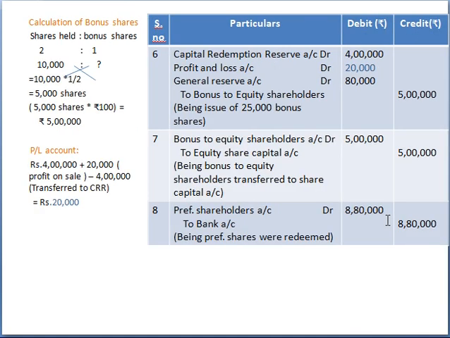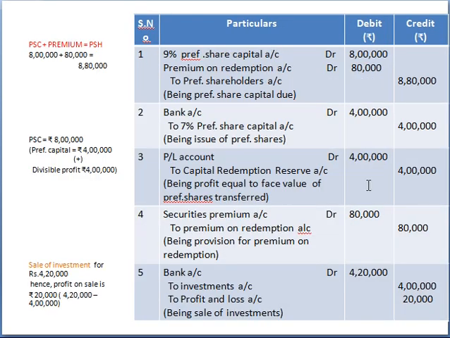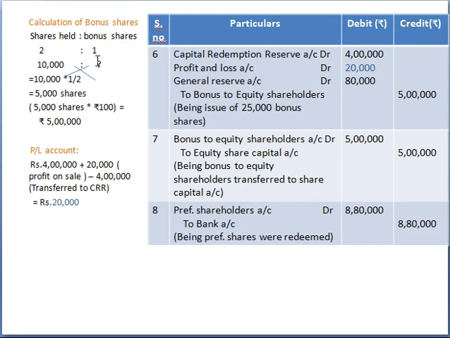Next is the payment to the shareholders. So now share capital is arranged and the premium is also arranged. Now we'll pay the amount to preference shareholders. So the entry is preference shareholders account debit to bank account, which is 8,80,000. This is the usual entry we discussed in the previous problems also.